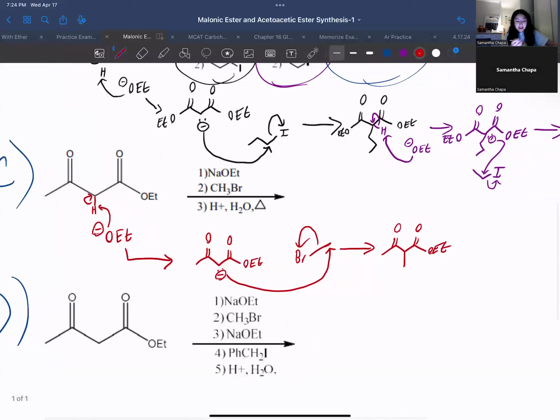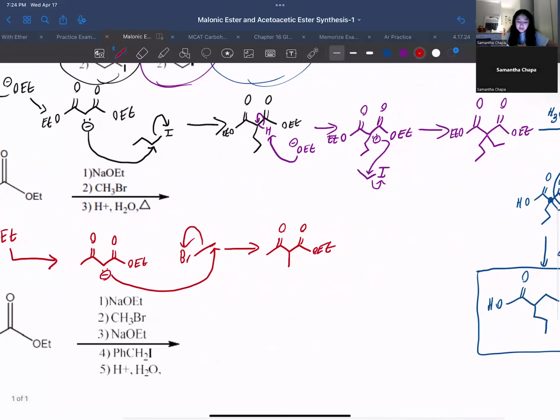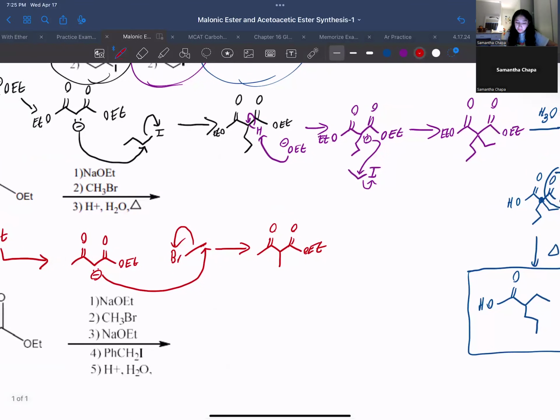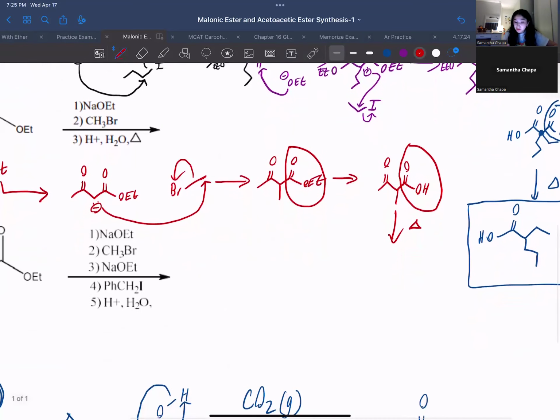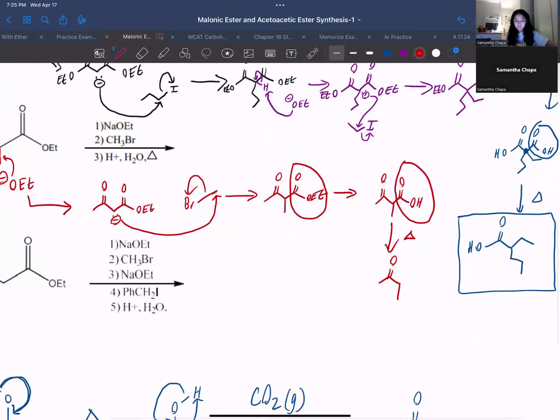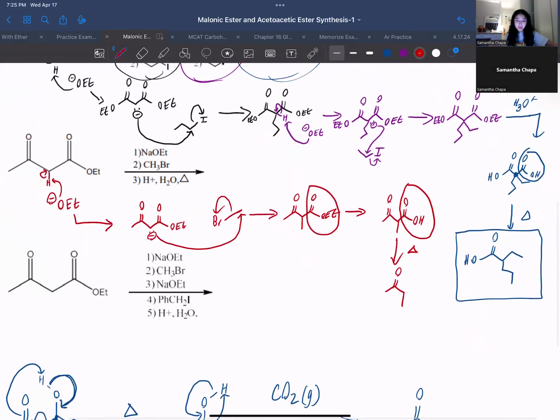And I'll combine this last step. So we know that H3O plus, actually I'll show each one, but we know that this whole group is going to come off because the ester turns into a carboxylic acid. And we know that when we apply heat, a decarboxylation reaction that removes the carboxylic acid occurs. And so you're left with only this. Perfect.